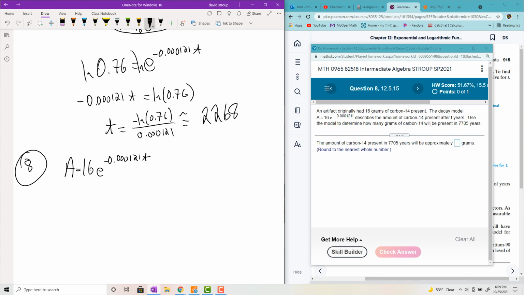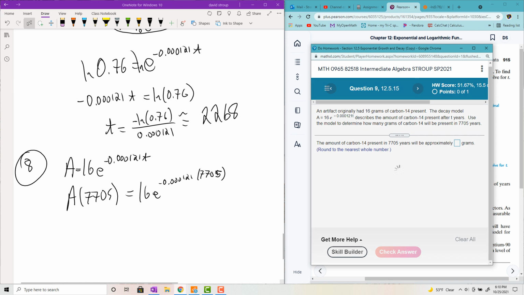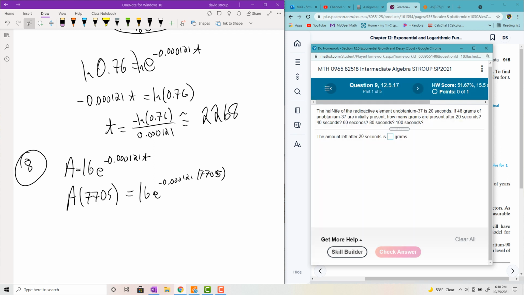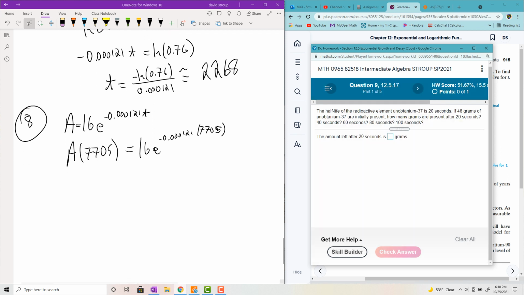So it's a little easier in this one. It describes the amount of carbon-14. Use the model to determine how many grams will be present in, that's just a plug and chug. So you just plug 7,705 into the t value. So that one's pretty easy. Just plug and chug. This one, a little more work, right? But not really. You can cheat your way through this one.